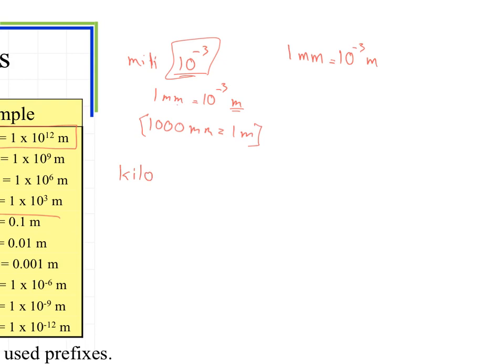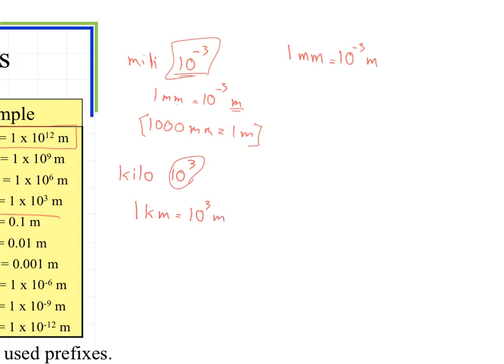So kilo, it means 10 to the 3, right? So if you want to convert kilometer to meter, okay, so always 1 goes with the prefix. So we say 1 kilometer equals the meaning of the prefix and the base unit, meter, okay?